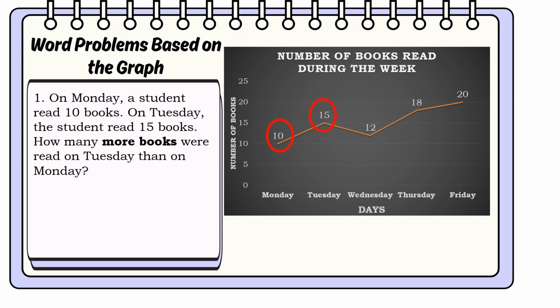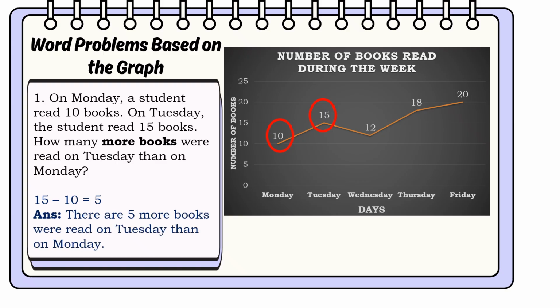Alright, let's find out the clue word. What is our clue word? Yes, you are right. We have the word more. So what does it mean? What operation are we going to use? Yes, we're going to use subtraction. So we're going to subtract 15 and 10, and the answer is equal to 5. Therefore, 5 more books were read on Tuesday than on Monday.